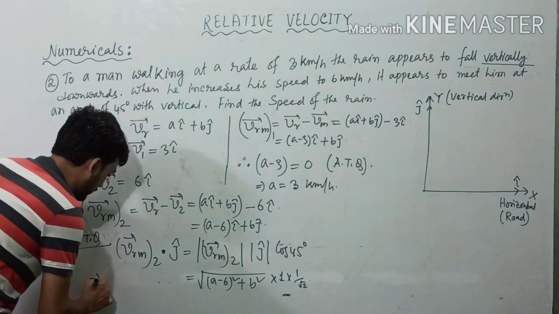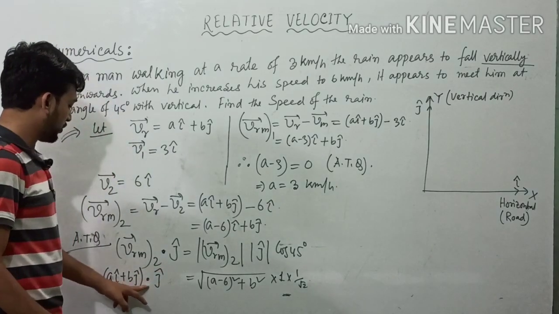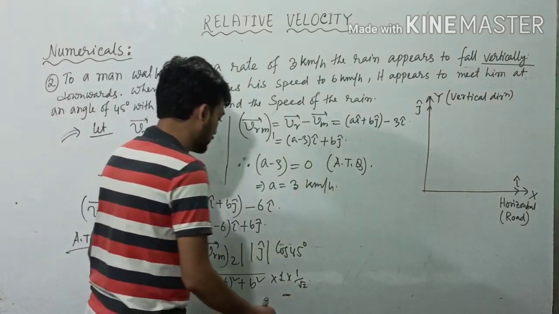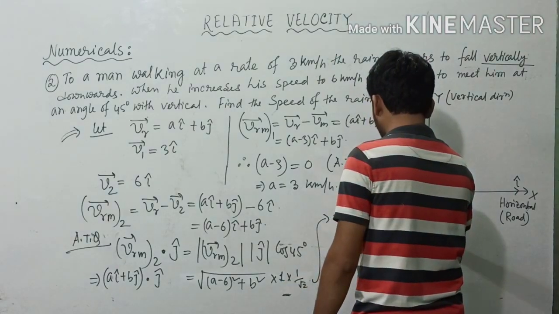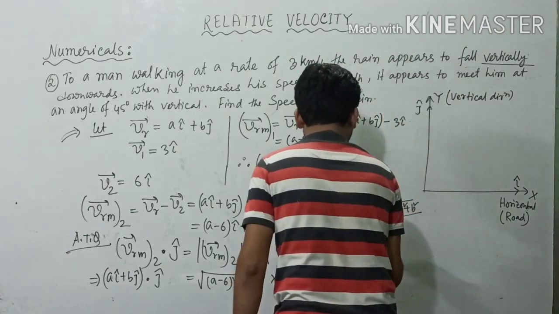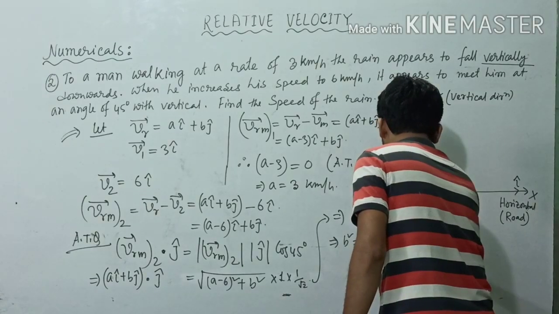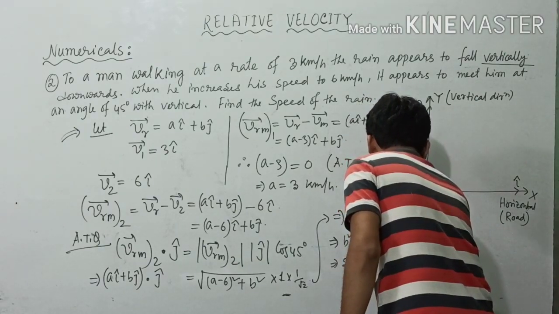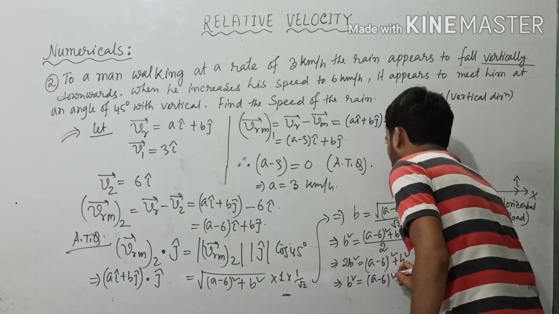Here you put the value of Vrm2, a i cap plus b j cap dot j cap. So i cap dot j cap is 0, j cap dot j cap is 1. So from here you can write b is equal to square root of (a minus 6) whole square plus b square divided by root 2. Squaring both sides, we get b square equal to ((a minus 6) whole square plus b square) by 2. Then we will get 2b square is equal to (a minus 6) whole square plus b square, which implies b square is equal to (a minus 6) whole square. Now what is a?